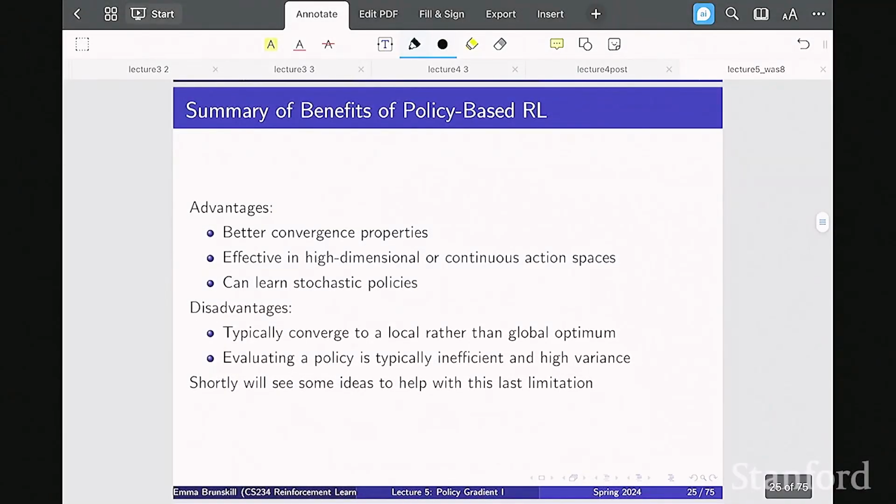All right, so just to summarize so far, the benefits of policy-based RL is that we're often going to have better convergence properties. We're often going to be able to guarantee that we get to a local optima, whereas we didn't have that for deep Q learning. They're often really effective in high-dimensional or continuous action spaces, and you can learn stochastic policies. But the methods we've seen so far might be more inefficient and higher variance, and we often only get to something of a local optima. And we'll see some things to help with the inefficiency in a second.